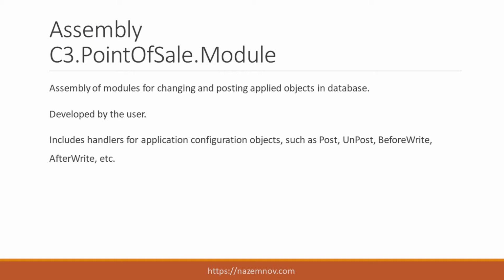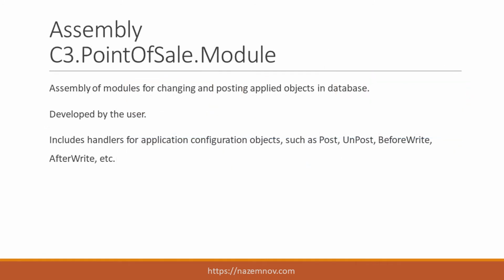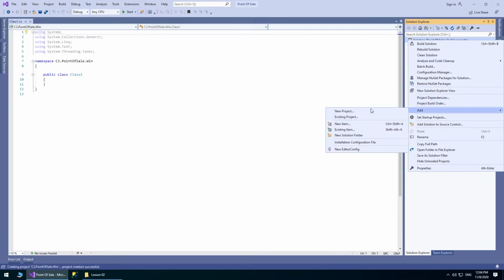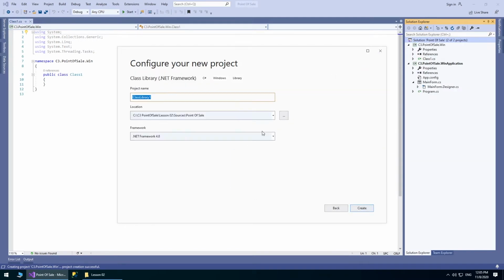Assembly of modules for changing and posting applied objects in the database. Developed by the user. Includes handlers for application configuration objects, such as post, unpost, before write, after write, etc. Add a new project to the solution. Select Class Library .NET Framework in the template.